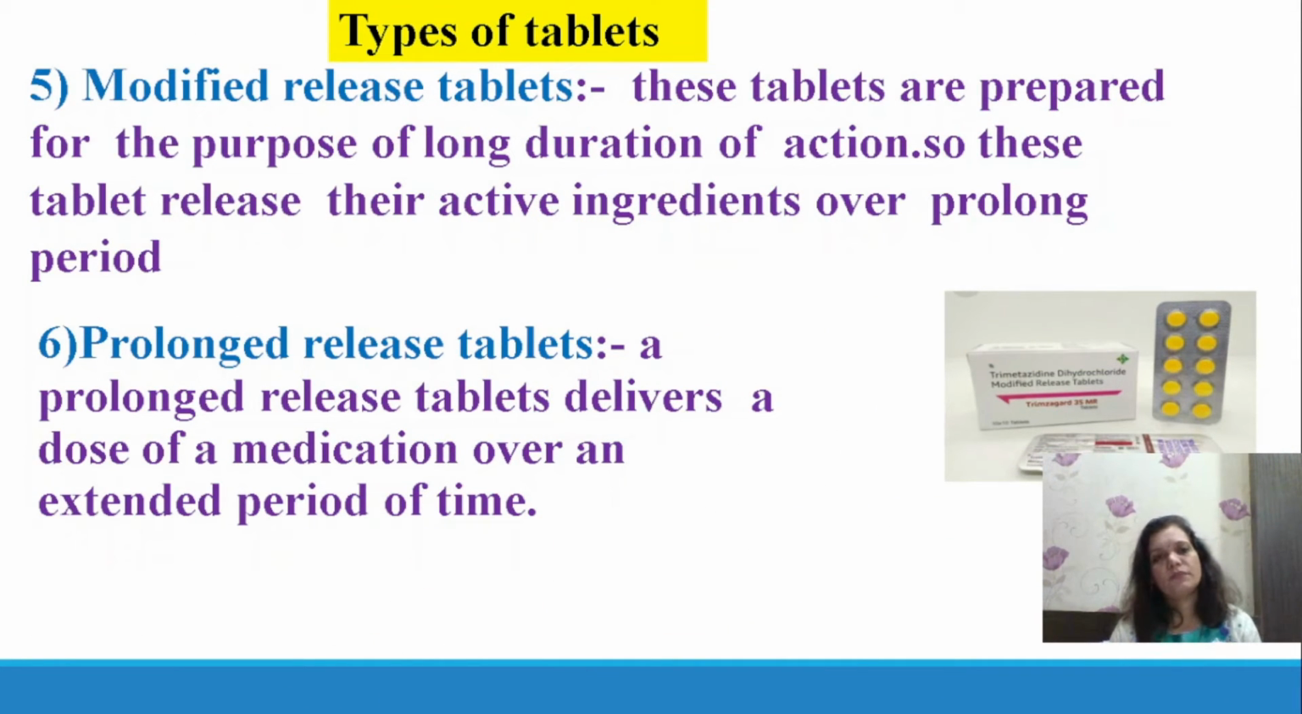Next one is the modified release tablet. These tablets are prepared for the purpose of long duration action. So these tablets need to release their active ingredient for a prolonged period of time. The shape, size or content is very small and they will disintegrate after a prolonged period of utilization. And the last one is the prolonged release tablet, which comes under the same parameter, where the release of the medicament or the contained active ingredient is extended over a period of time.